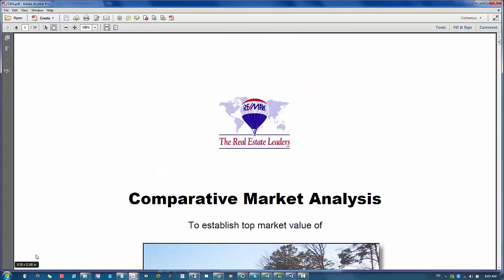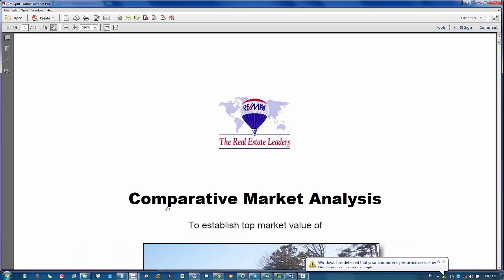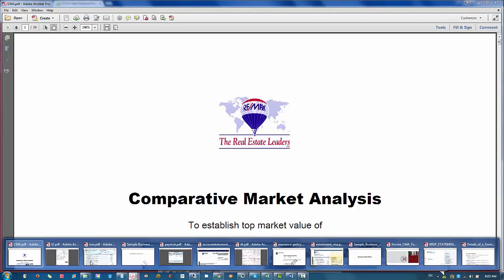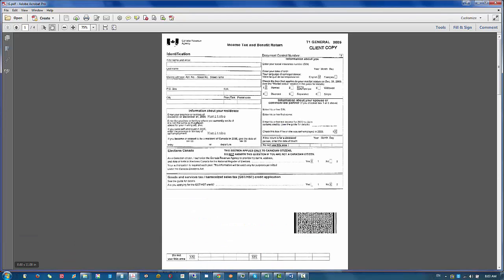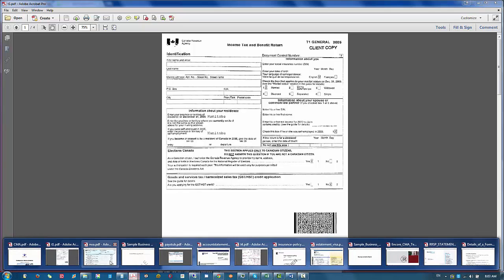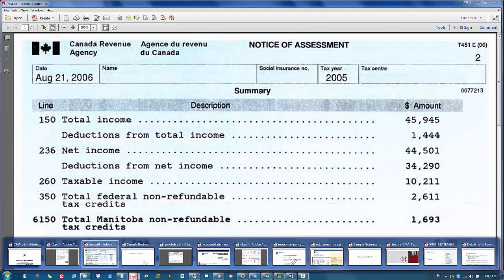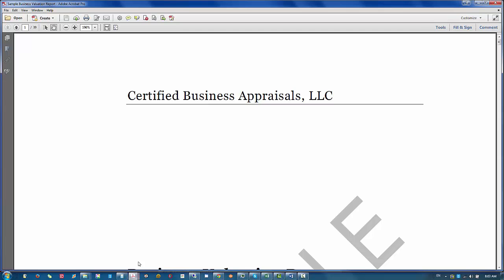So it could be a number of documents. We've reviewed those with you already. But, for instance, like a comparative market analysis on the real estate property, your T1 general forms, tax forms, notices of assessment. Here's an example of a notice of assessment. If there's a business involved, there could be a business evaluation.